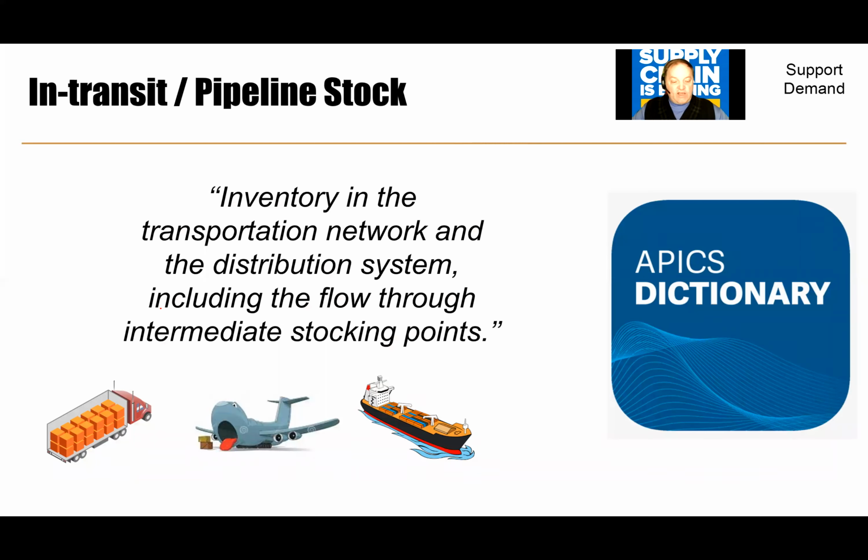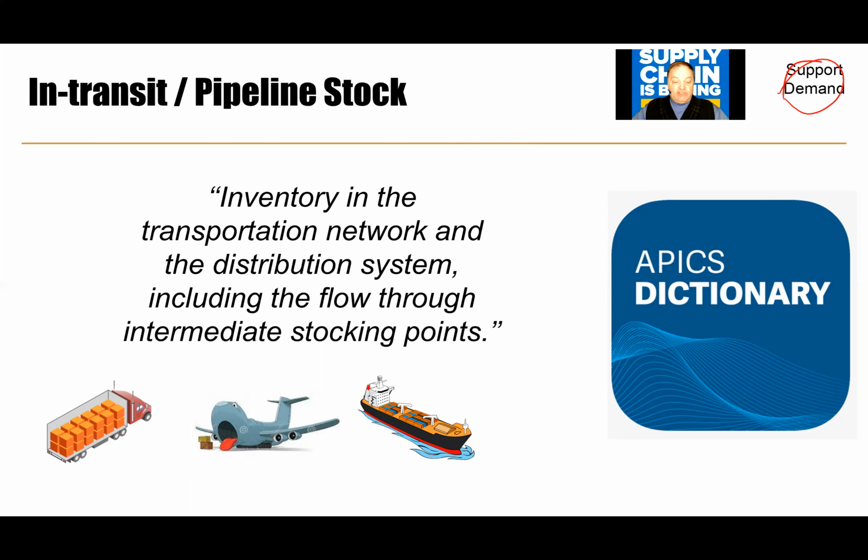Pipeline stocks, cycle stocks, and anticipation inventory help support demand. Pipeline stock is interesting. In CSCP, it is referenced as a type of inventory, and in CLTD and CPIM, it is considered a function. Regardless of this being a type or a function, it is good to understand pipeline stock.